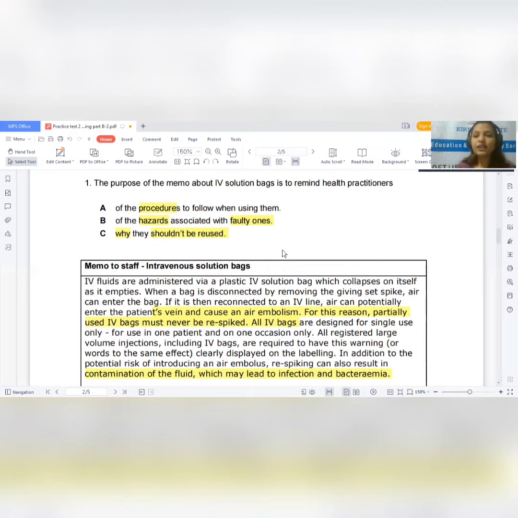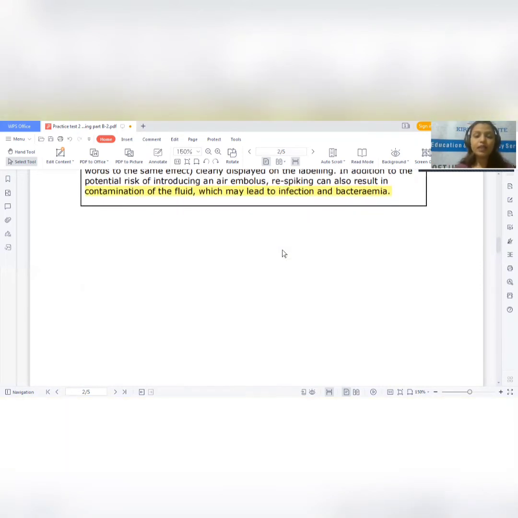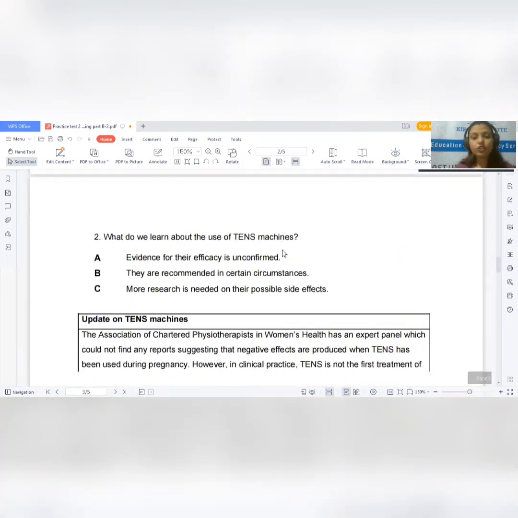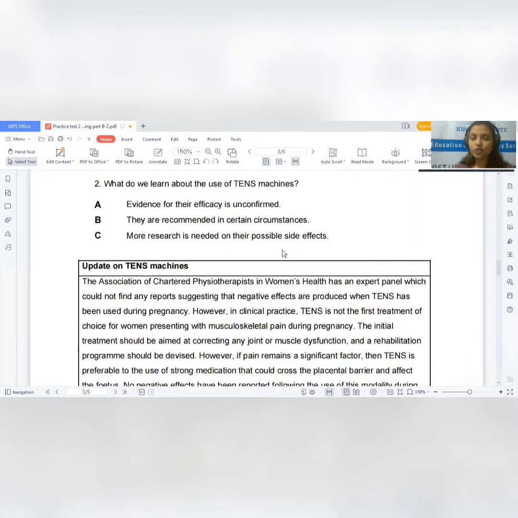So for the purpose kind of question, you may have scattered information about the memo or about the heading, and you need to find the purpose of the given text. Okay. Let us see another type of question.